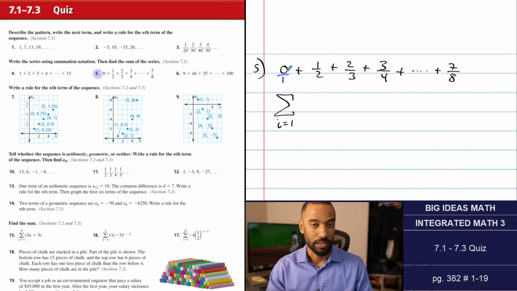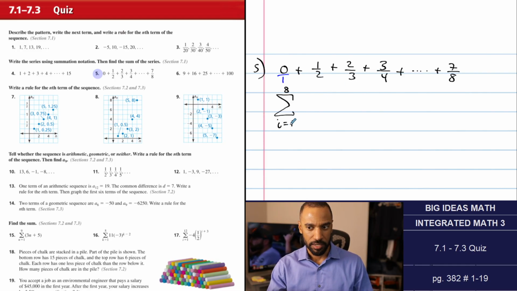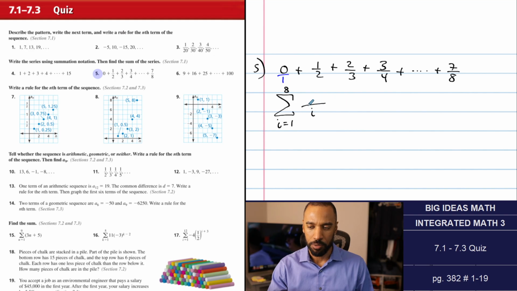Because, yeah, I might want to do that. So 0 over 1. That's the first term, and I guess it goes to the 8th term, so from 1 to 8. The bottom would be the I we're plugging in, right? So I would be down here, and this is 1 less than that, so I'm going to say I minus 1.